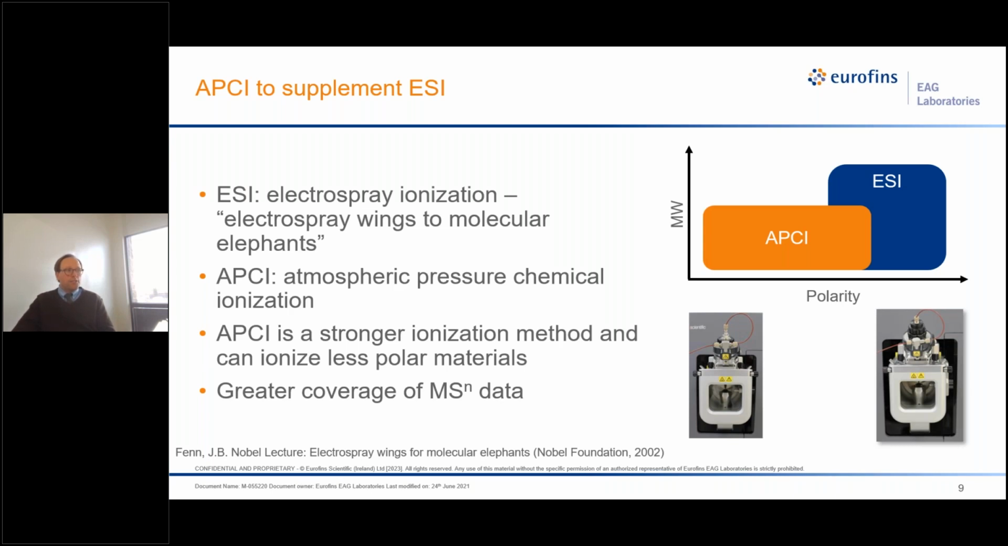It's a stronger ionization method, and it can ionize less polar materials. And so again, you can get greater coverage on MS2 or MS3 data. With that, you can then leverage that to move from tentative identifications to confident. The other benefit is that with some forethought and planning, you can use the same chromatographic method so that peaks elute at exactly the same time with ESI and APCI, which further supports the quick interpretation of the data.